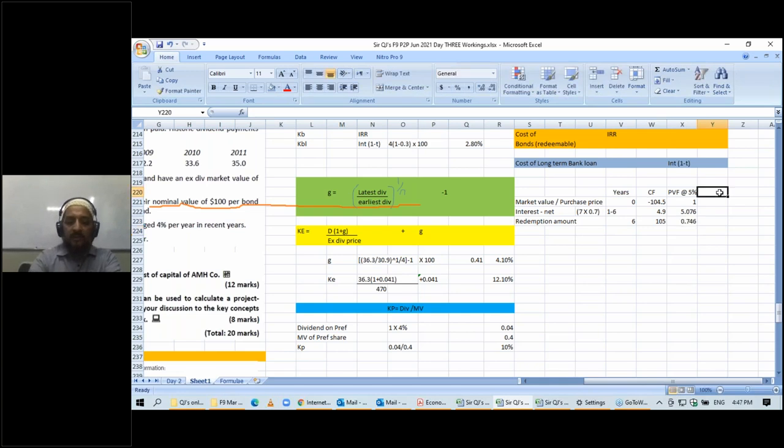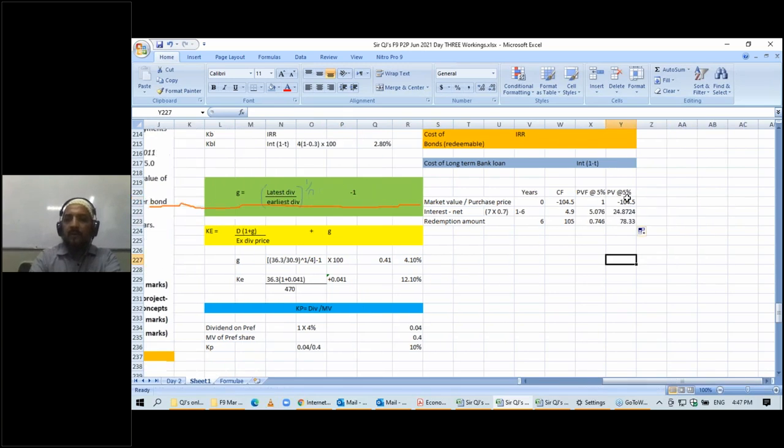So calculating the present values at 5%, this gives you 104.5 into 1. And then, okay, so this is a present value which has been calculated at 5%. Now you get the net present value at 5%.